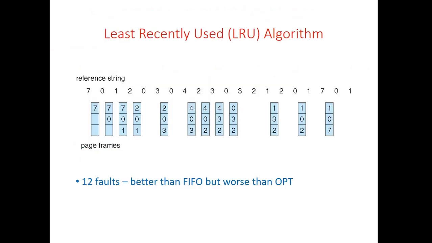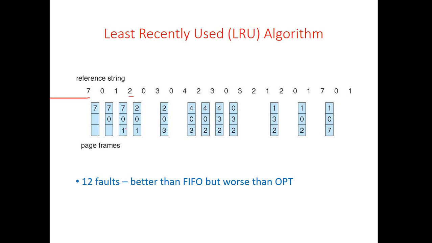Coming to least recently used page replacement algorithm, this is the reference string, and initially there are 3 frames available for the process. All the 3 frames are initially empty. So when there is a reference for page number 7, a page fault occurs and 7 is loaded into the free frame. 0, page fault occurs, loaded into the free frame. 1, page fault occurs, 1 is loaded into the free frame.